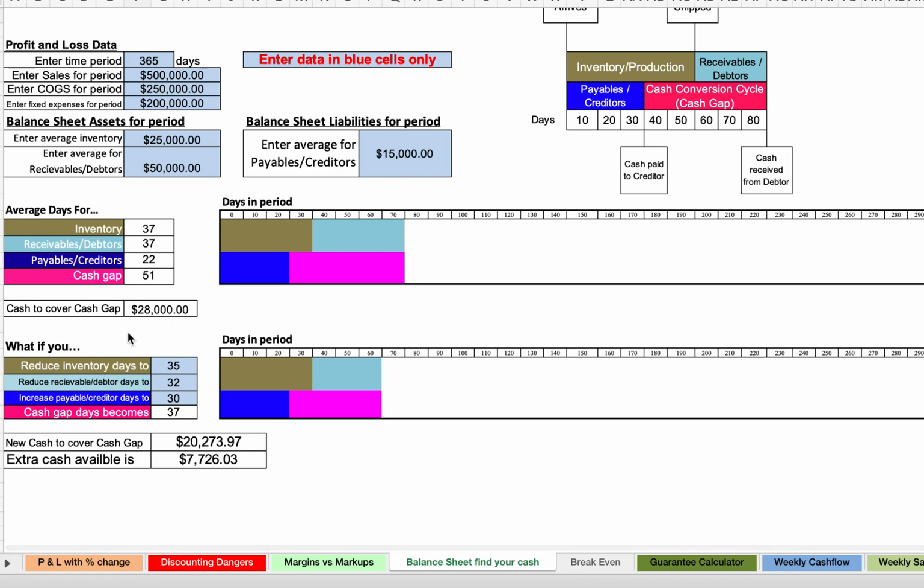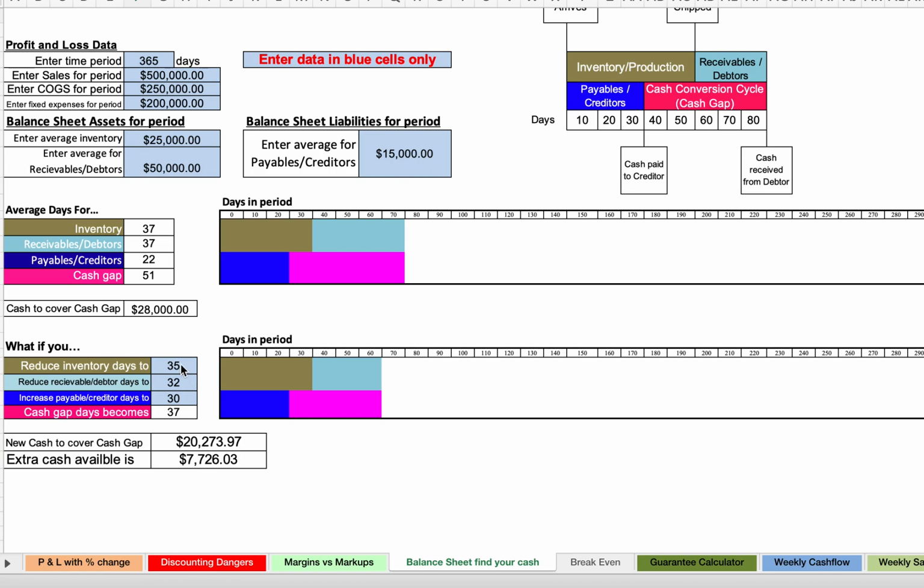So what if we were to reduce our inventory days? Here's an example. At the moment they're 37 and we got it down to 35. So we improved our efficiency. We got our debtors to pay us quicker. We went from 37 and we got it down to 32. Again, these are numbers in blue. And what if we stretched out the time we're taking to pay our bills to 30? Now the cash gap has shortened, and you can see up here it does it automatically. We're now down to 37 days. Now we've only got to cover $20,000 in this period, which means we have $7,700 extra cash available.